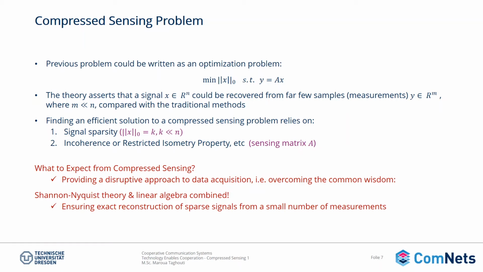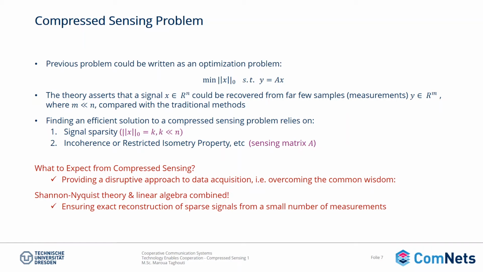So finding an efficient solution for this problem relies on two main important components. The first one is that the signal has to be sparse, or at least has to have a sparse representation somewhere using a basis or a frame. We will discuss these in more detail within this lecture and the next one. So we need to have signal sparsity, k, which of course is relatively small compared to n, and should also be smaller than m. And then we have to verify one of these properties that our sensing matrix should obey to make sure the process of compressed sensing is actually feasible.